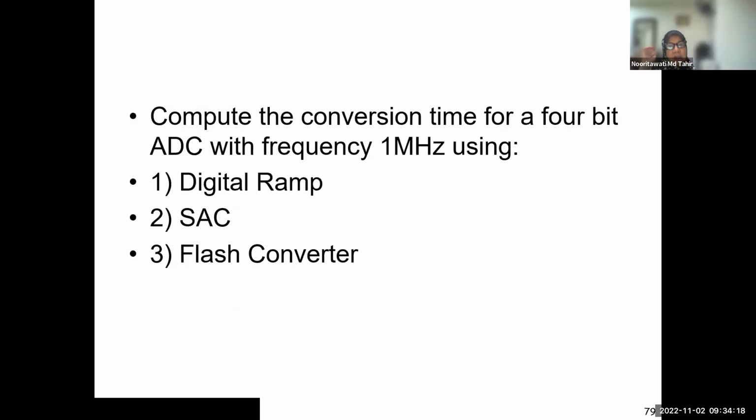Okay, cuba buat ni. Compute the conversion time for a 4-bit ADC. Kita nak convert analog to digital with frequency 1 megahertz using digital RAM, SAC dengan flash converter. Okay, remember digital RAM tadi dia bergantung kepada it's a 4-bit lah, dia dah bagi tahu kat situ 4-bit. So you boleh tahulah berapa di situ, ya. SAC and flash converter. You cuba buat dulu. Nanti saya akan bantu untuk tunjuk solution.